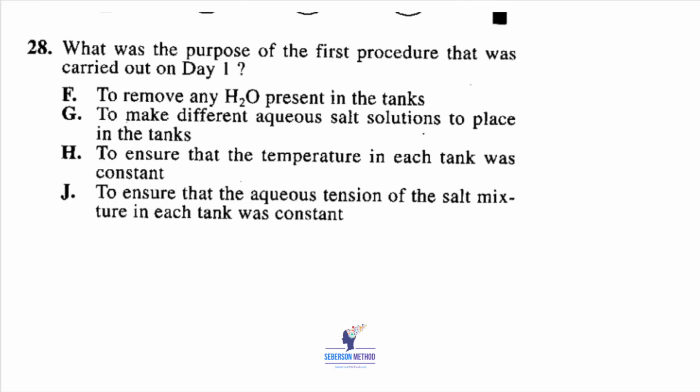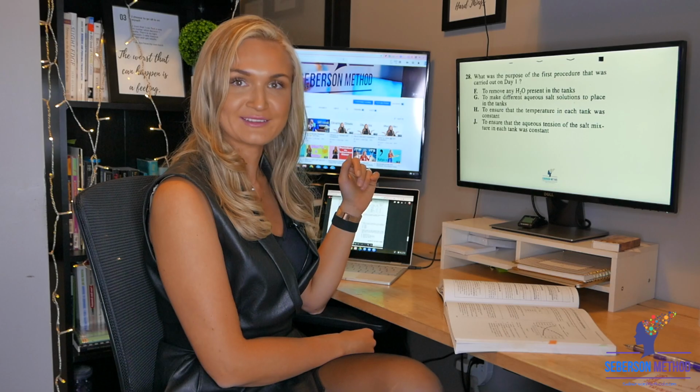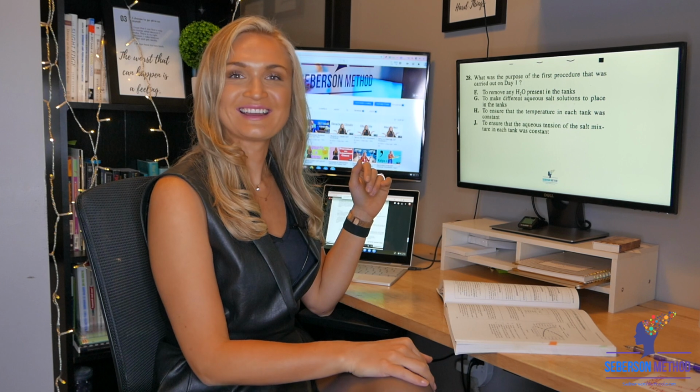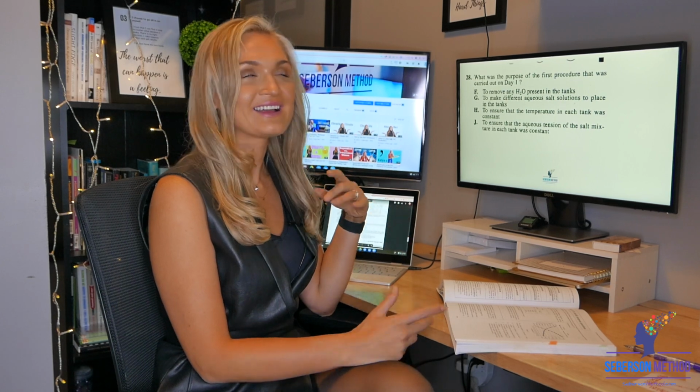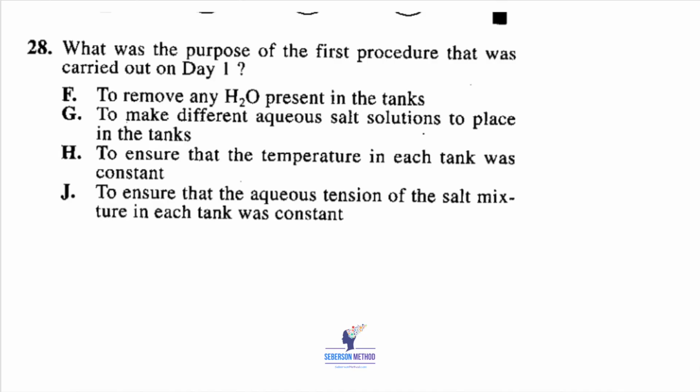What was the purpose of the first procedure that was carried out on day 1? Well, again, I just keep laughing. Kai would probably say, well, I don't know, why are they asking me that? I didn't design the study. Well, then obviously he would answer the question. But here we probably need to look at the blurb or a little bit of the paragraph, because there are a few examples that could work, but we don't know what the procedure was.